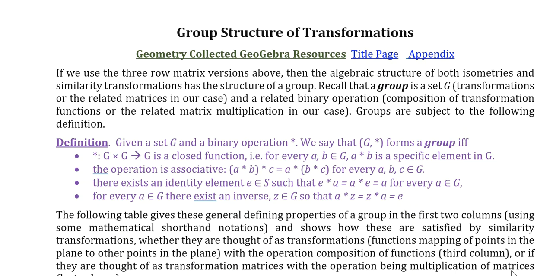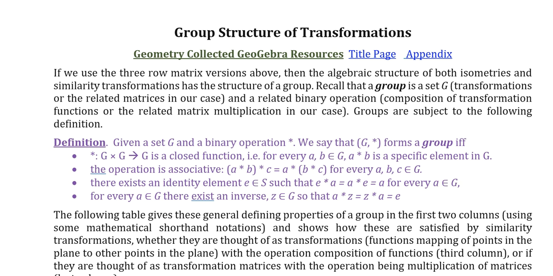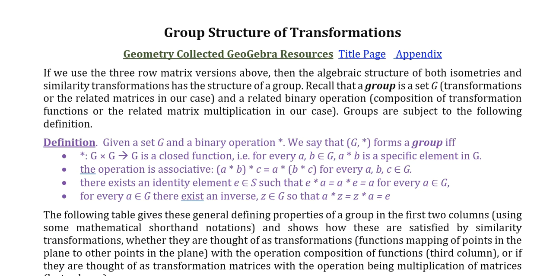In this video, we're going to talk some more about using matrices for transformations. And we're going to be focusing here on the group structure of transformations. If we use the three-row matrix versions that we talked about in the last video, then the algebraic structure of both isometries and similarity transformations has the structure of a group.